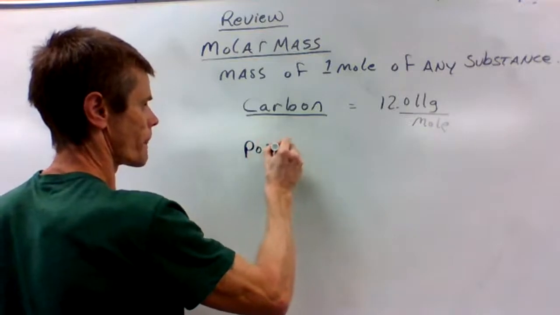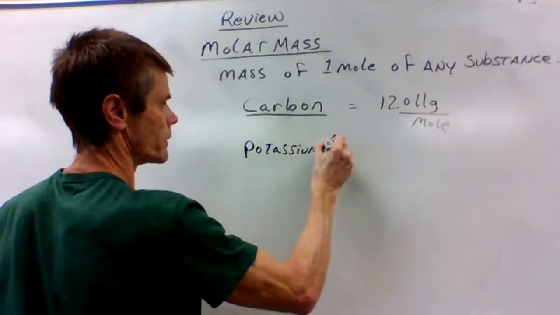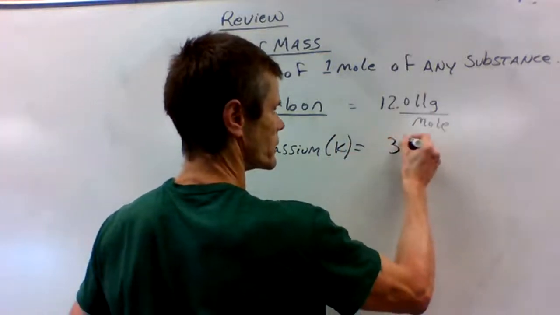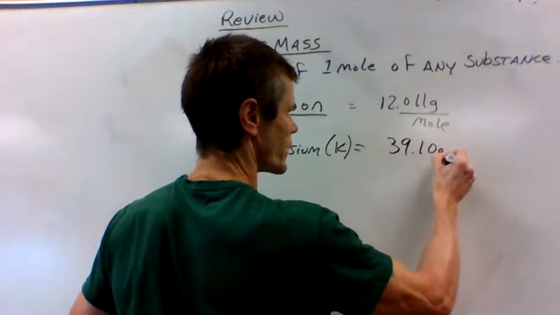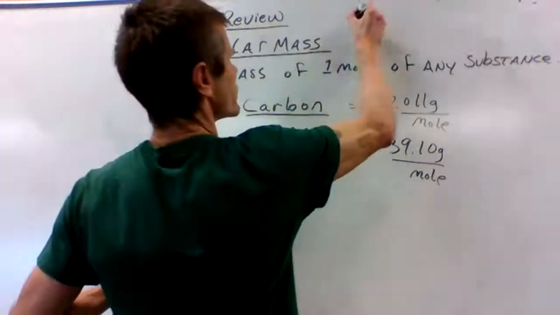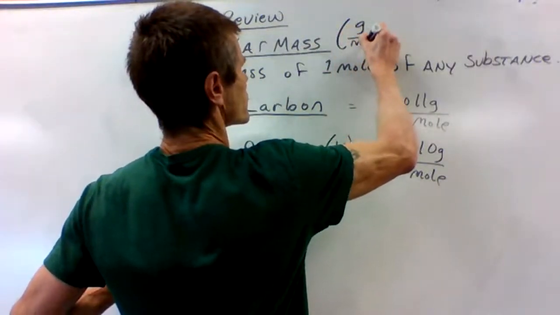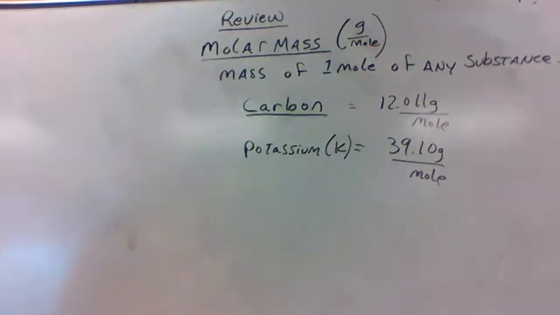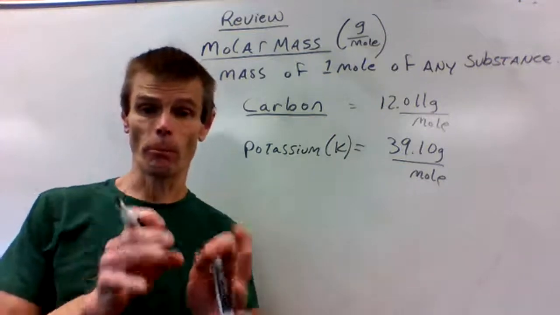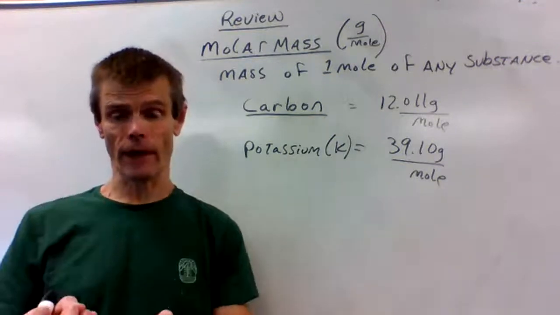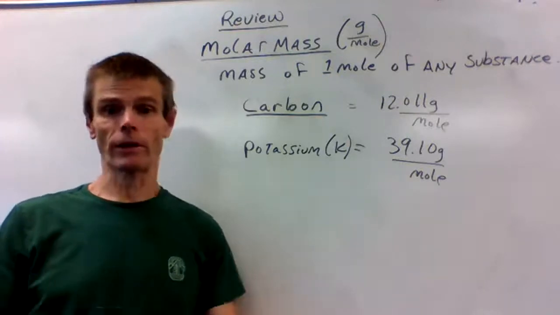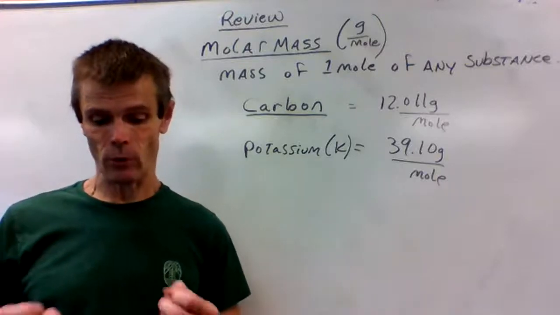Potassium, as you recall, has an elemental symbol of K. It has a molar mass of 39.10 grams per mole. So the unit of molar mass is grams per mole. And what we're going to use in our problem-solving strategies, we're going to use molar mass as a conversion factor to solve problems using dimensional analysis, similar to the problems we solved in Chapter 1.